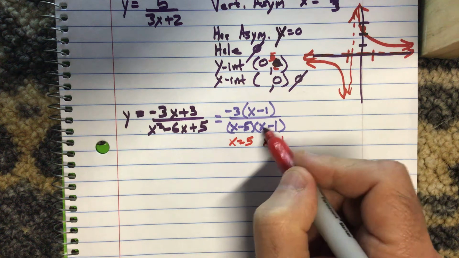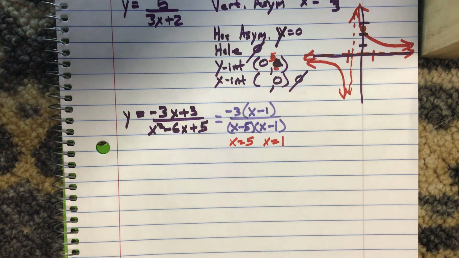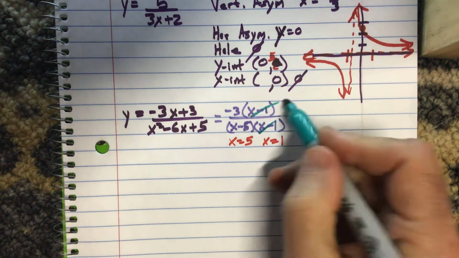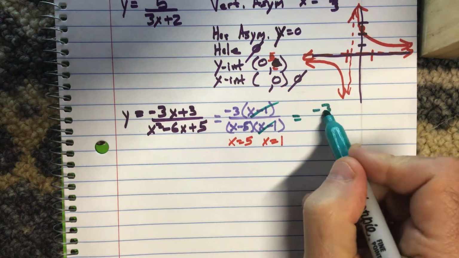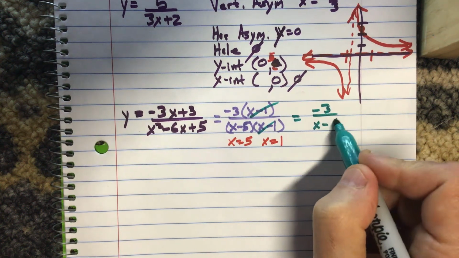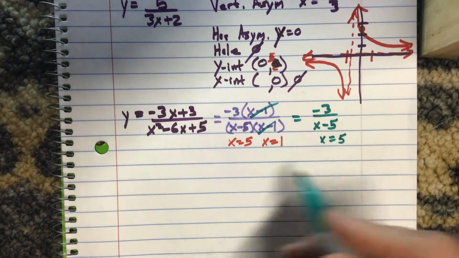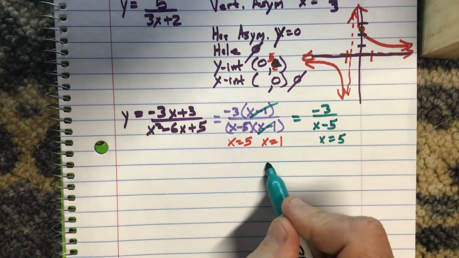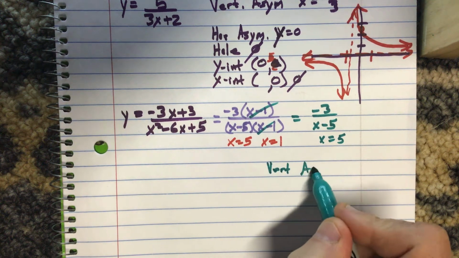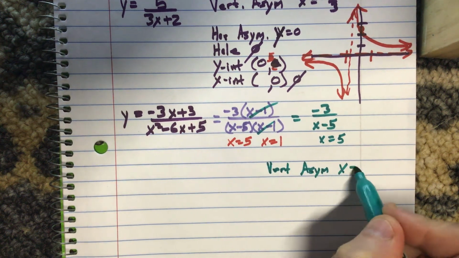But once you reduce this, you then get a new function, which is equivalent to the original function. And now you can't plug in x equals 5. So the fact that you could never plug in x equals 5, that's a vertical asymptote at x equals 5.